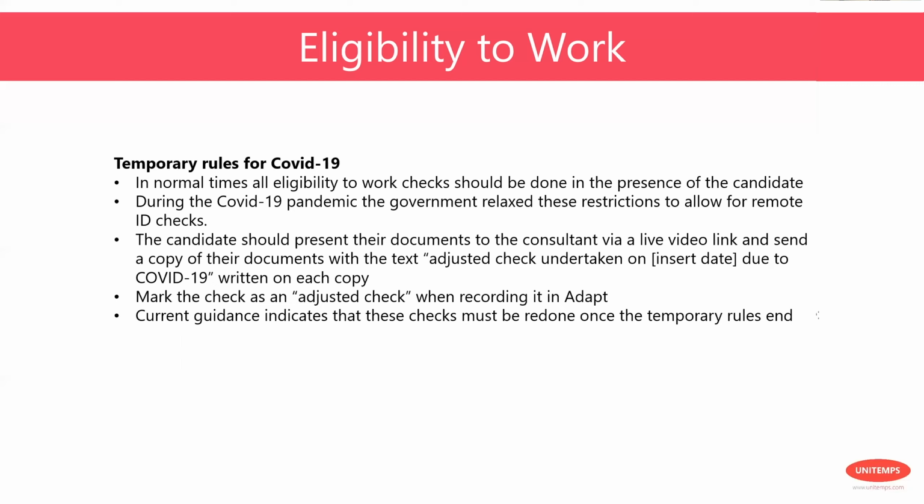Current guidance indicates that these checks must be redone once the temporary rules end. What the government is saying at the moment, and whether they follow through with it or not, I don't know, is that everyone we've done with these adjusted checks has to be rechecked once in-person checks are permitted again. And we'll have 8 weeks to do it, which, as you can imagine, is going to be a bit crazy if we have to do that, because quite a lot of right to work checks have now been done through the adjusted check route.